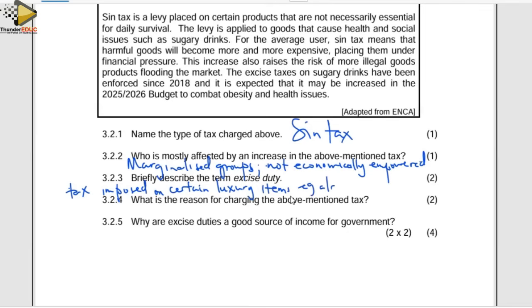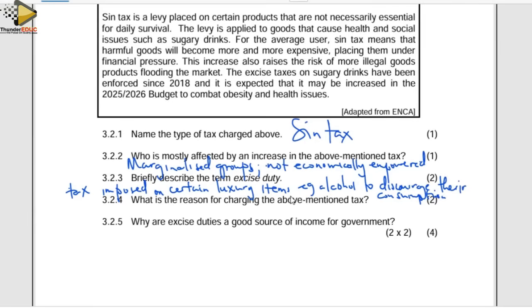You can talk of, e.g., alcohol, so as to discourage their consumption. So we are looking at those goods which are luxurious and a tax is imposed on them. That is an excise duty so that we discourage the consumption of those goods.